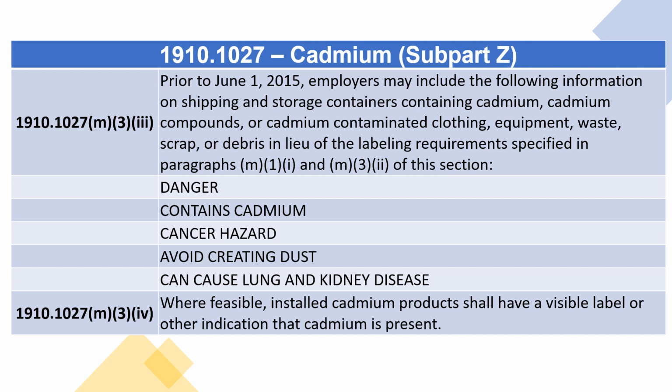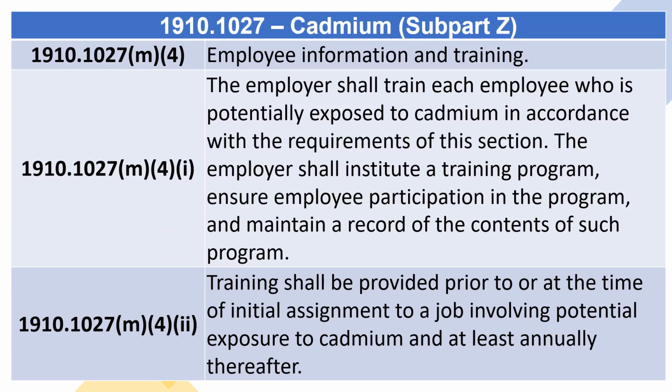1910.1027 M3 4. Where feasible, installed cadmium products shall have a visible label or other indication that cadmium is present. 1910.1027 M4. Employee information and training. 1910.1027 M4 I. The employer shall train each employee who is potentially exposed to cadmium in accordance with the requirements of this section. The employer shall institute a training program, ensure employee participation in the program, and maintain a record of the contents of such program.